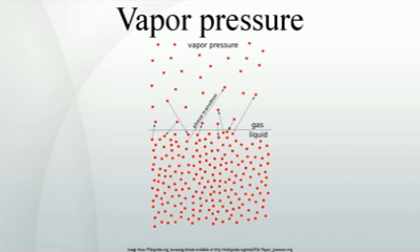The Wagner equation gives one of the best fits to experimental data but is quite complex. It expresses reduced vapor pressure as a function of reduced temperature.